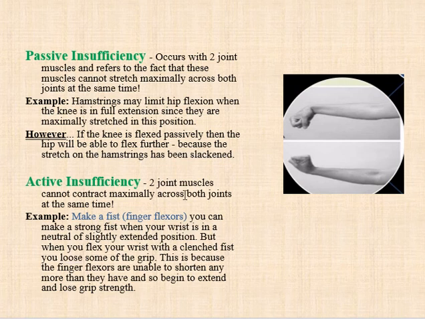Active insufficiency: two joint muscles cannot contract maximally across both joints at the same time. Example, make a fist. Finger flexors. You can make a strong fist when your wrist is in a neutral or slightly extended position, but when you flex your wrist with a clenched fist, you lose some of the grip. This is because the finger flexors are unable to shorten any more than they have, and so begin to extend and lose grip strength. Thank you.